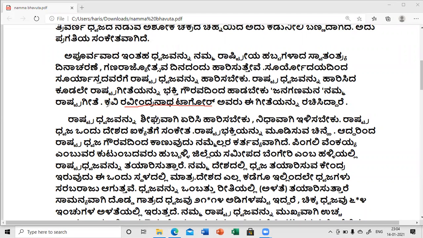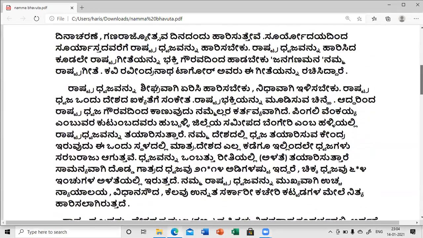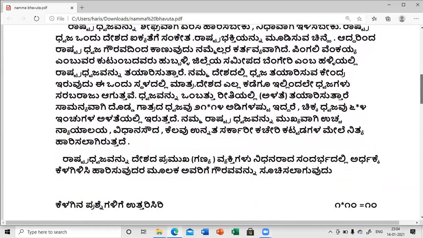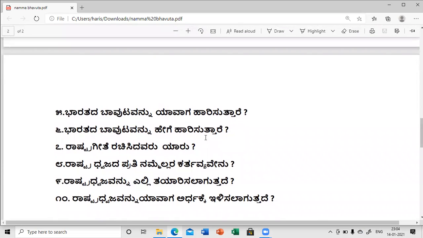So you see Kavi Ravindranath Tagore ಅವರು ಈ ಗೀತೆಯನ್ನು ರಚಿಸಿದ್ದಾರೆ. So ಈ ಗೀತೆ, e means this. The pronoun e is referring to the national anthem Janagana Mana. So beware of the use of these pronouns here. Okay. Because you need to know what this pronoun is referring to as a noun. Got it? So I hope it is clear to everyone. All right. So next one.